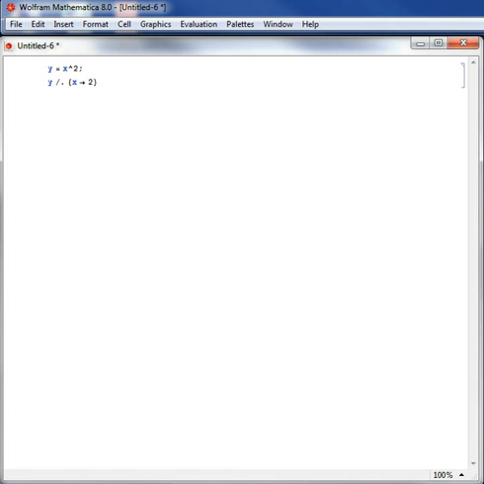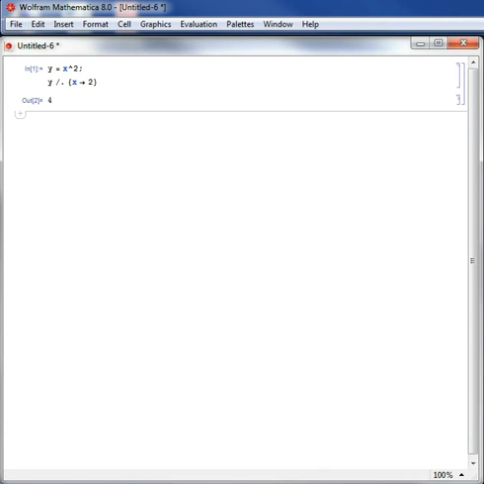For example, I would like to know y when x is equal to 2. So this is a rule of assigning 2 to x without really changing the value of x and without really changing the value of y. So shift enter will tell me that y when x is equal to 2 is equal to 4. This does not change the value of y and does not change the value of x.